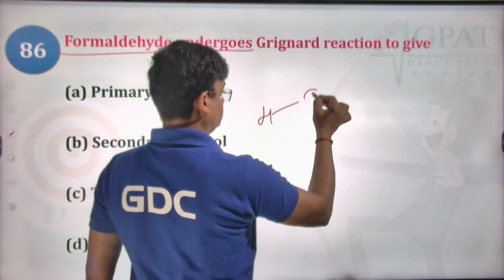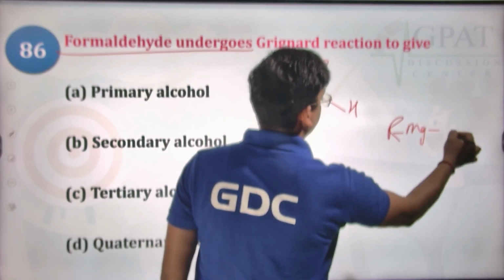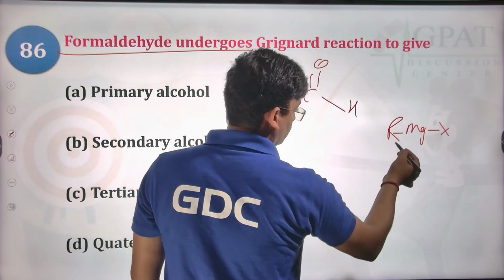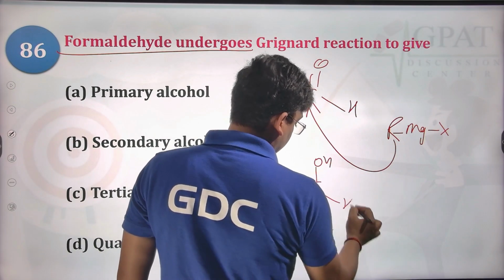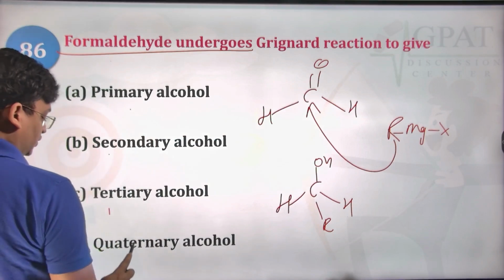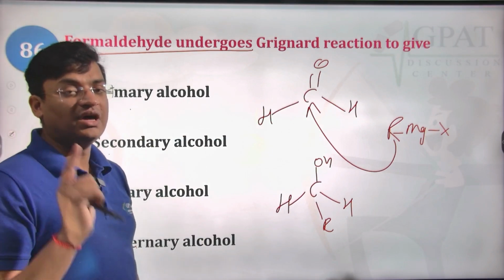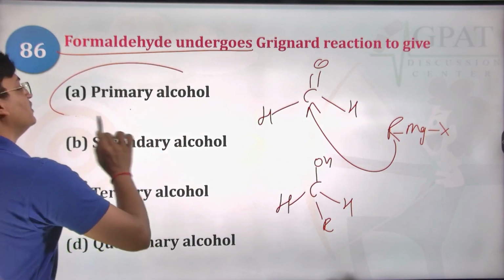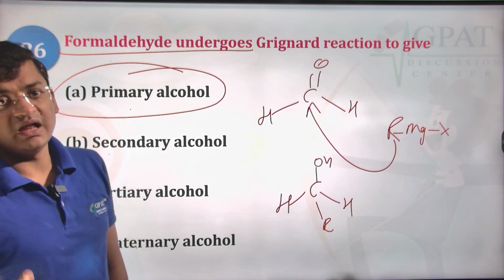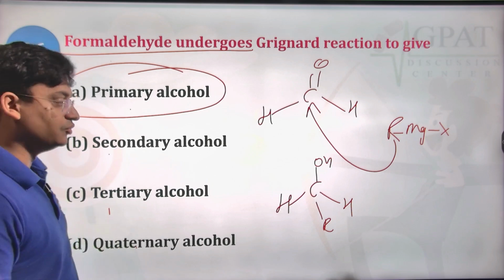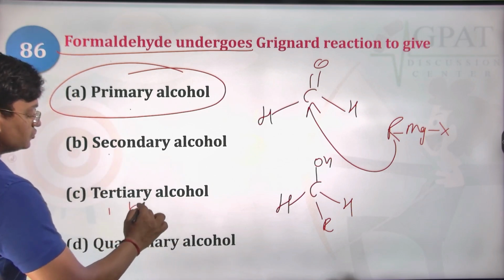Formaldehyde reacts with Grignard reagent, let's suppose RMgX, gives what? So this R basically adds to this position, giving H, OH, alcohol, R and H. Is it primary alcohol, secondary alcohol, tertiary or quaternary? So formaldehyde always gives primary alcohol. When we are having aldehydes other than formaldehyde, then we are having secondary alcohol, and when we are having ketone, they will give tertiary alcohol. So ketones give tertiary alcohol.